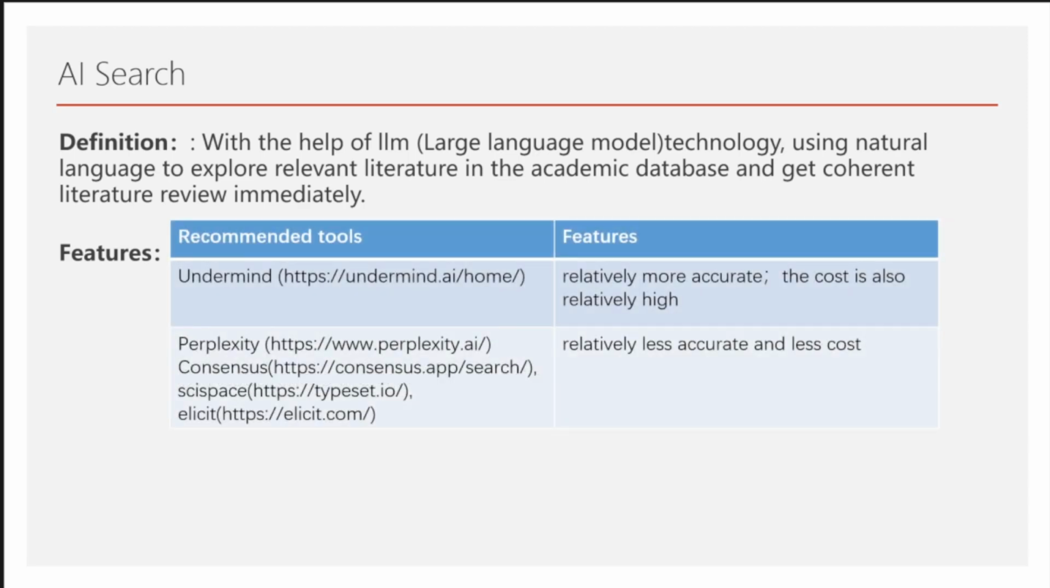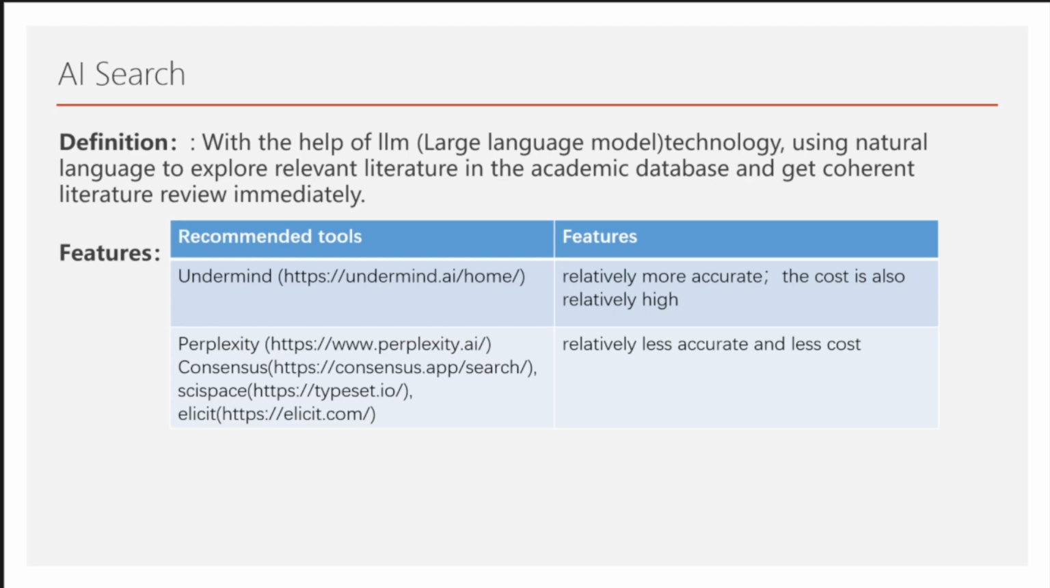The following are several AI search tools that I find useful. First, Undermine. This tool possibly has the highest accuracy among similar tools, but the cost of using it is also relatively high. For one thing, the usability of the free version is quite limited. For another, depending on the complexity of the question, it usually takes approximately 3 to 5 minutes or even longer for Undermine to generate the results. Other similar tools like Perplexity, Consensus, SciSpace, and Elicit, though relatively less accurate compared with Undermine, their free versions usually have better use experience and respond much faster.